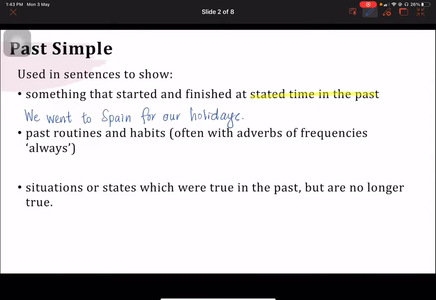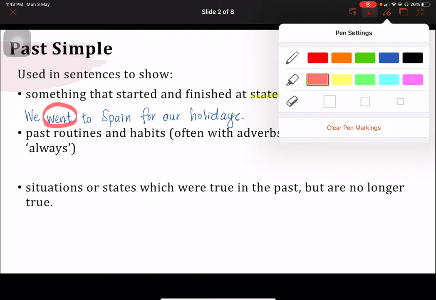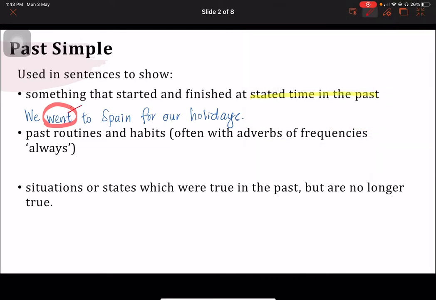So here, if you look in the sentence, we went, for our holidays means that for the last holiday you went somewhere, so you went to Spain. So went here is the past tense form for go. Yes. Very good. Here, we talk about something that already started and already finished, meaning things that are already done. We don't talk about that anymore. So example, we went to Spain for our holidays.